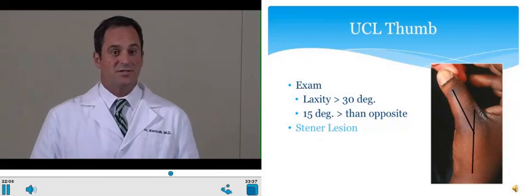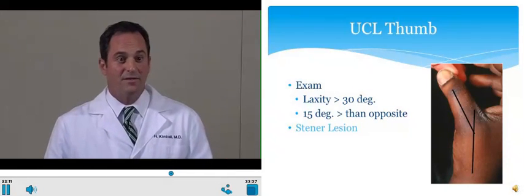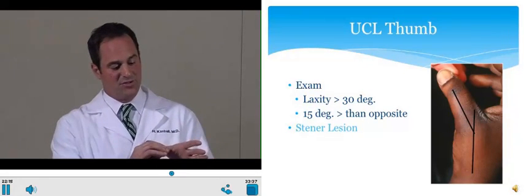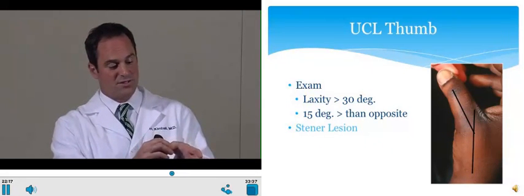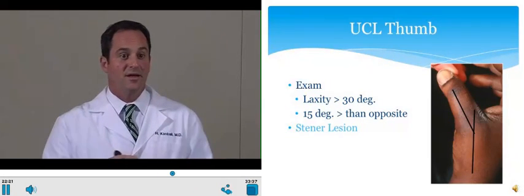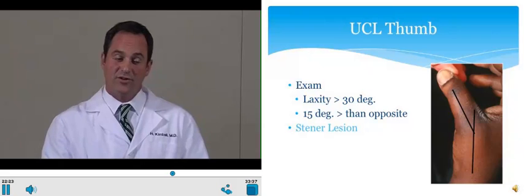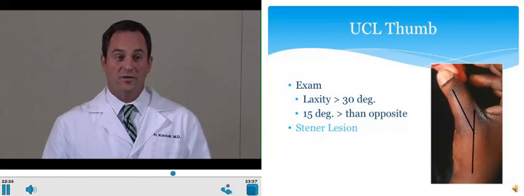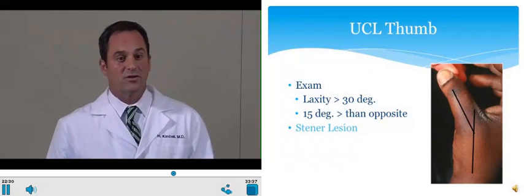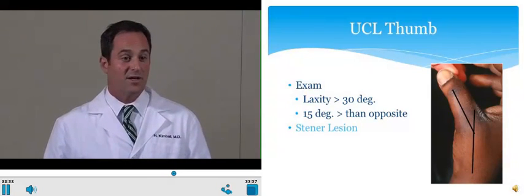When we see these patients, they typically have a swollen thumb that can be unstable. And when we check for stability in these patients, we want to stress the joint. And normally there is some laxity to the joint. So we say if it's more than 15 degrees from the other side, or if it's more than 30 degrees overall angulation, then we're concerned of a significant ligament injury, enough to consider surgery.